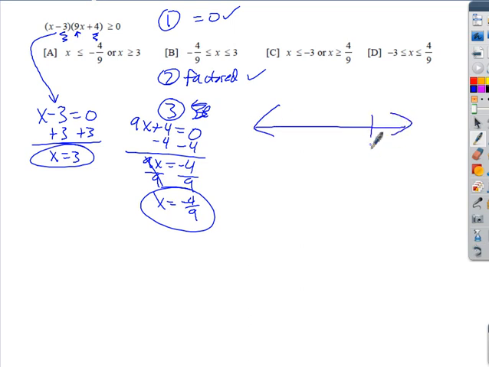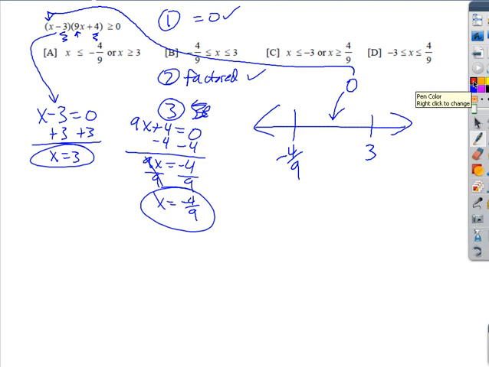Is 0 in the middle? If it is, and it is in this case, that's the one we're going to test. We're going to put it back in the original equation and see what happens. I'm going to change to red pen so you can actually see what happens when I plug a 0 in here and a 0 in here. I get negative 3 times, and over here I get 0 times 9 is 0, and then plus 4, so I get 4 greater than or equal to 0. That's negative 12 greater than or equal to 0. Is that true? No, it's not. Negative 12, a negative number, is not greater than 0. So it's not out there.